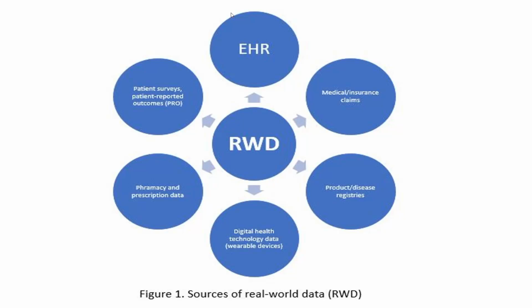We're looking at what is real world data. Here we can see that the real world data has various sources like electronic health records, EHR, that stands for electronic health records, medical insurance claims, product disease registries, wearable devices, prescription data that often goes into claims database, and patient reported outcomes. So we'll see what exactly they mean.